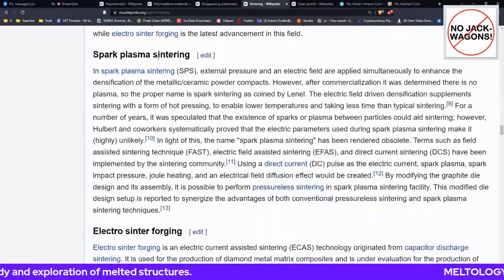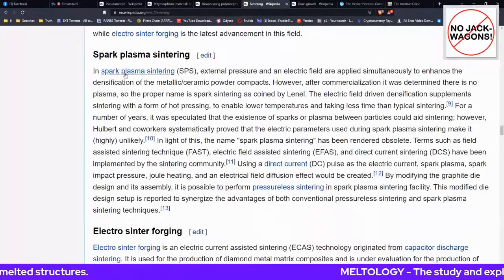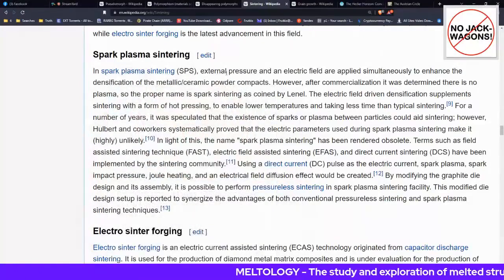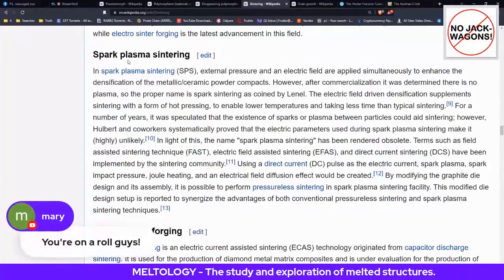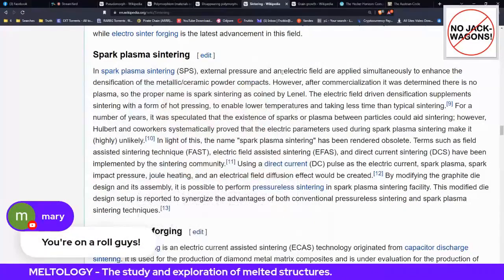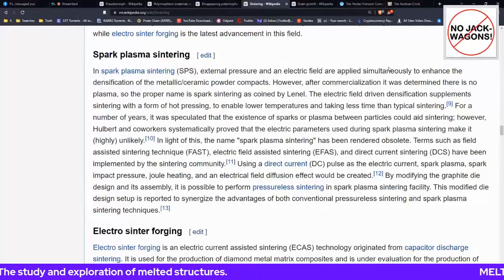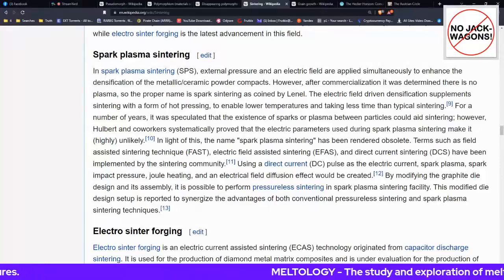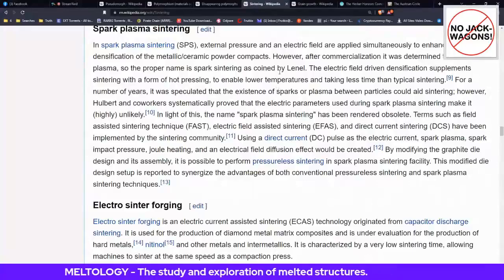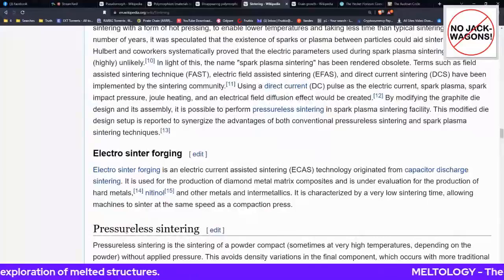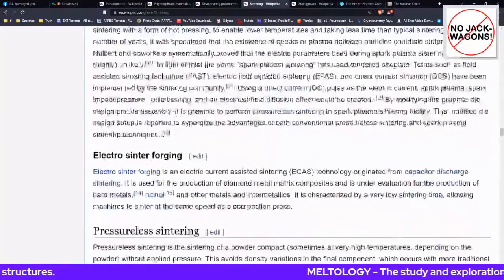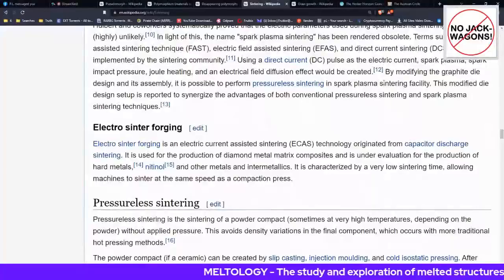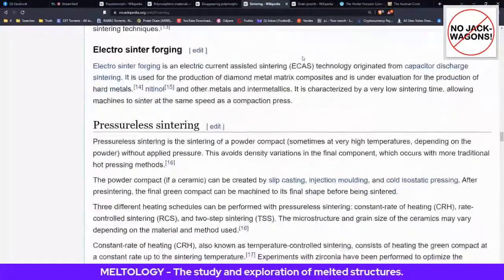Mm-hmm. And the plasma, we always talk about this plasma event. Yeah. And it does this because spark plasma creates pressure and an electric field at the same time, and it's going to have heat no matter what, because this is an electric sparking thing here. It's heat like 5,000 degrees kind of heat, instant. Exactly. And even pressure alone creates heat because you have friction. Yes.